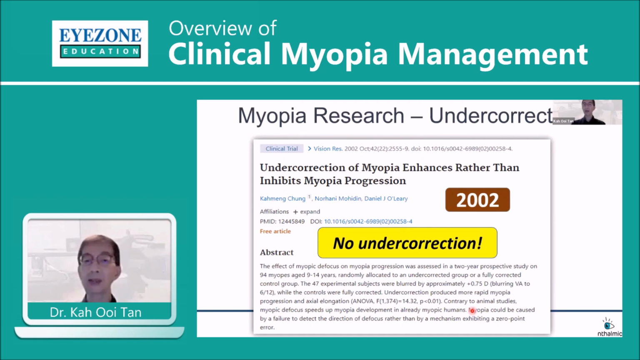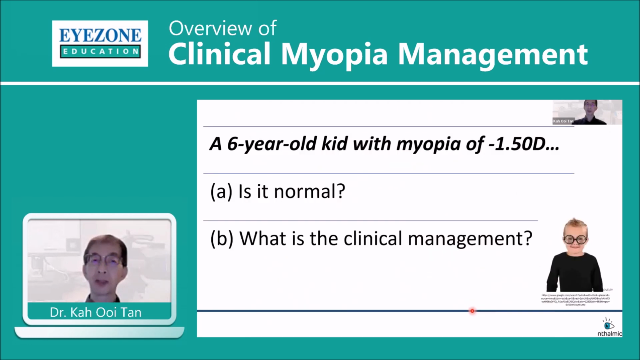But we have now understood that undercorrection may promote higher myopia progression. Even though there are some studies showing that undercorrection shows no significant difference, undercorrection is definitely not a common approach that we should advise to our patients. So now the question for us is, if you come across a 6-year-old kid with myopia of minus 1.5, do you think this is normal? And what would be your clinical management?